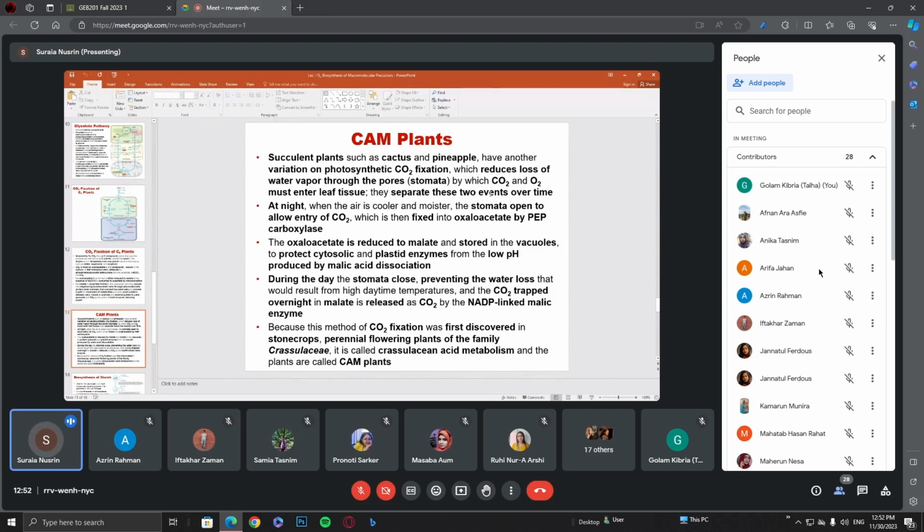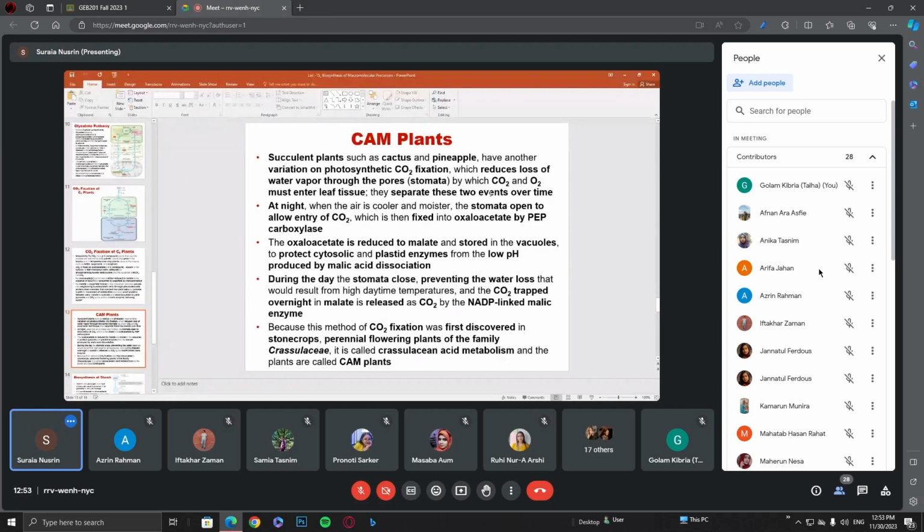Now, when it is daytime, the stomata is closed, because at night the water may go out of the cell, but at the daytime the stomata is closed, there is no loss of water, and then the malate which is stored within the vacuoles will be released by the action of the malic enzyme as carbon dioxide, then fixed by the Calvin cycle as 3-phosphoglycerate. Okay, so the rest of the reactions are the same. It's only that the fixation steps are happening at different time points for this group of plants.